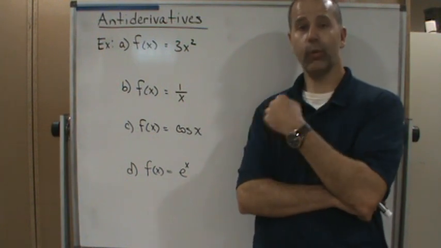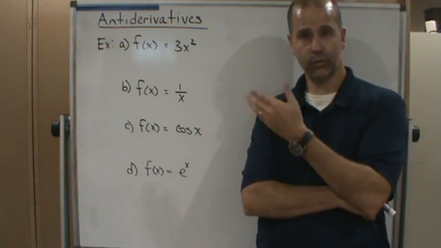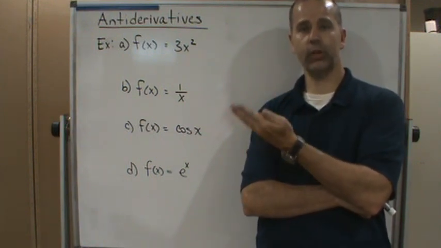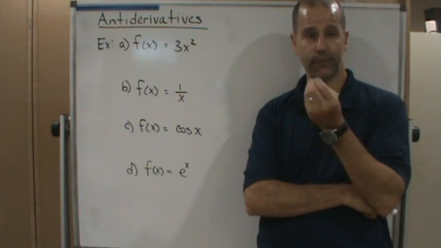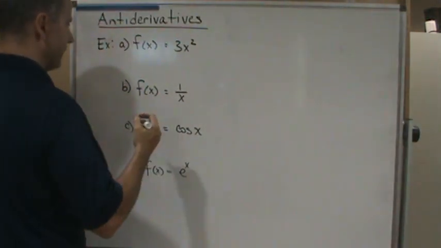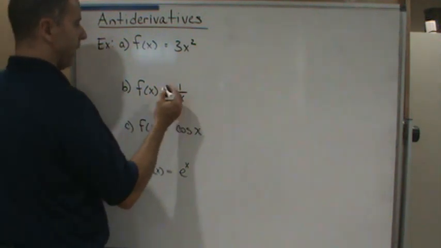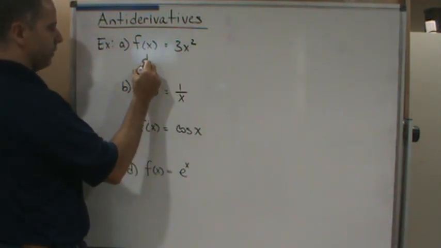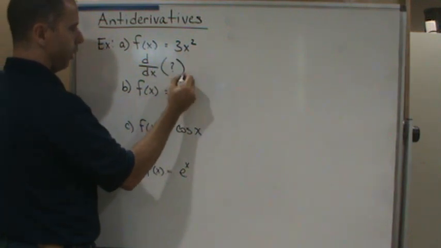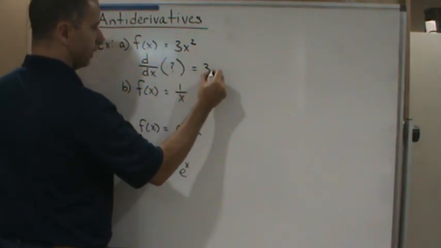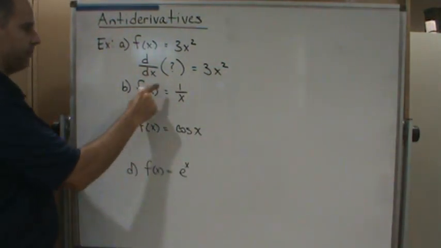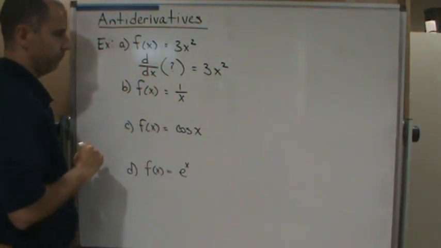With antiderivatives, what you want to do is ask yourself, okay, the derivative of what function will give me this result? That's how you find the antiderivative. So when you want to find the antiderivative, you ask yourself, the derivative with respect to x of what function will give me 3x squared? Okay, so what function should I put in here?